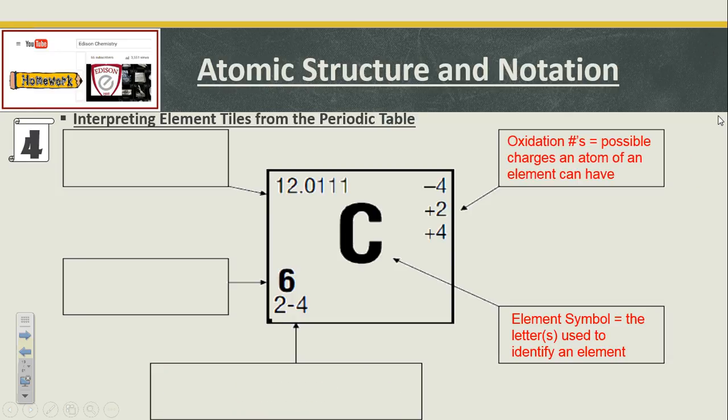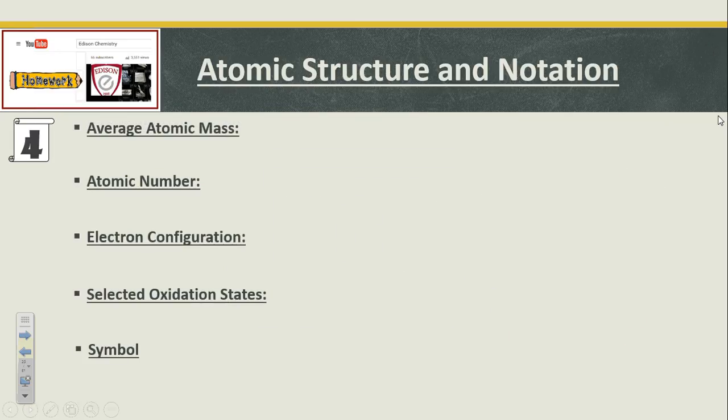And the last thing in the periodic table square is the oxidation numbers. These are the possible charges that an ion of an element can have. Okay, so what this means is that carbon is able to form a -4 ion, a +2 ion, or a +4 ion. So that's what oxidation numbers mean. Okay, we're going to get into that more later on in the year.